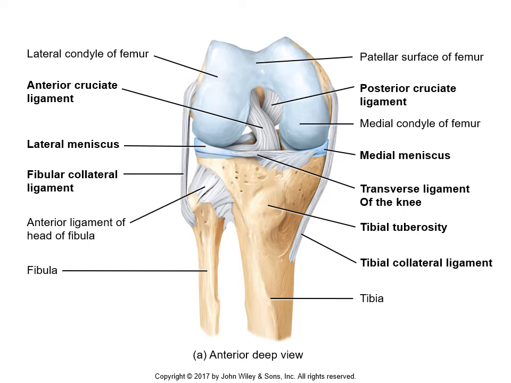But before we get to that one, the anterior cruciate ligament attaches to the anterior portion of the tibia, specifically the anterior portion of the tibial plateau. That's going to prevent the tibia from sliding anteriorward, meaning it's going to prevent your leg from essentially sliding forward on the knee.